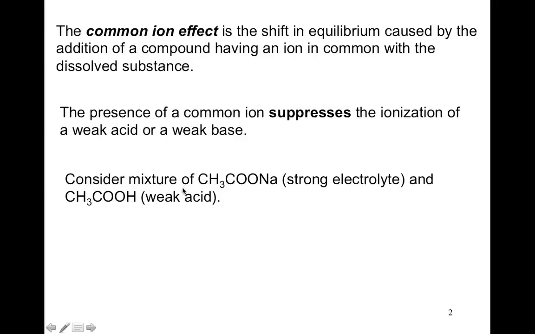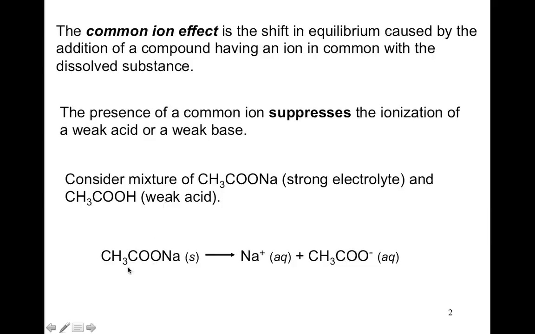So here we can say we have a strong electrolyte, CH3COONa, sodium acetate, and then our acetic acid. When this is a strong electrolyte, it'll break apart into Na+ ions and CH3COO- ions. And the CH3COO- ions would be like adding more product to the right, which shifts equilibrium to the left. And so that's suppressing the ionization of that weak acid. So that's kind of how that works.